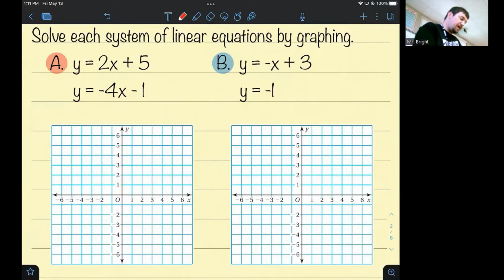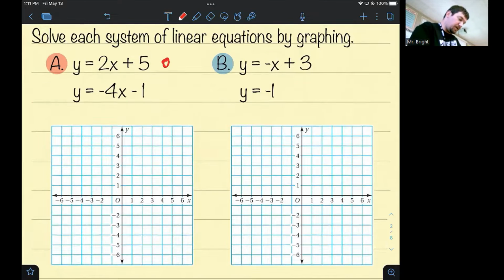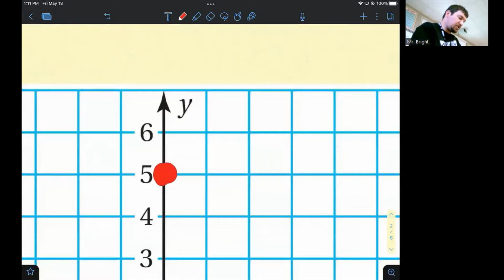So for this one, we'll do the top line in red. And so it has a y-intercept of 5 and a slope of 2. So there's my y-intercept. What's 2 as a fraction, Emerson?